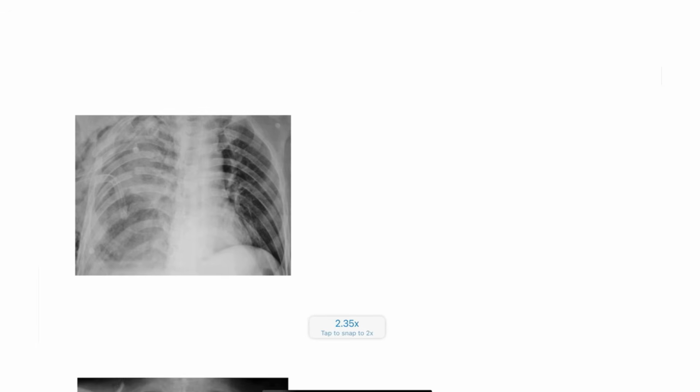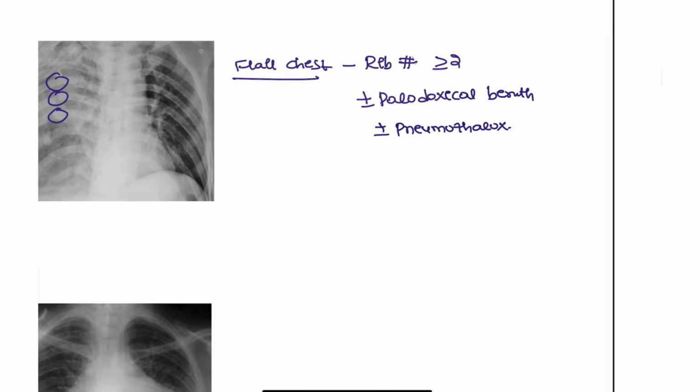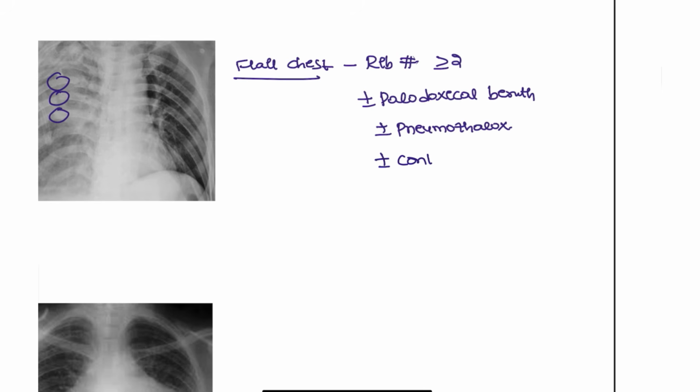Next picture, here you can see this is a flail chest. Flail chest is nothing but multiple rib fractures, at least two or more rib fractures, plus or minus paradoxical breathing. Plus or minus a pneumothorax can develop, or a hemothorax is seen, and plus or minus there will be contusions of the chest and lungs.